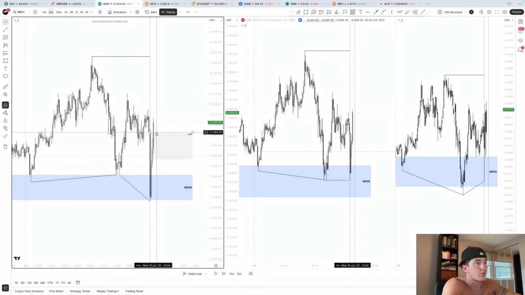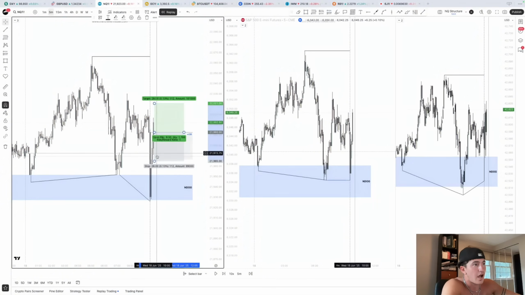What do we do next? We close above that down close candle that runs a short-term low. We also inverse that bearish fair value gap. So what I'm doing next is I'm telling my Discord that I'm going long here at this down close candle.